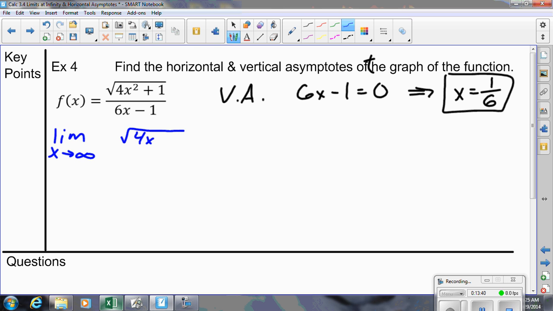So 4x squared plus 1 over 6x minus 1. A lot of times we would like to be able to just do a direct substitution and say, well, what happens? If we wind up with like 5 over infinity, we know what happens. If we wind up with infinity divided by 2, that would still be going off to infinity. So direct substitution you could try, but a lot of times it will not work.